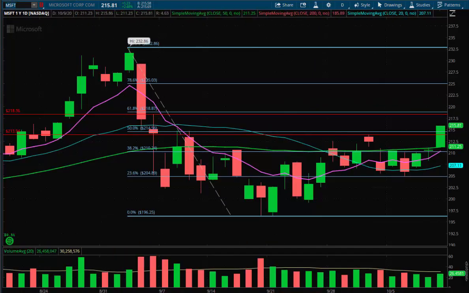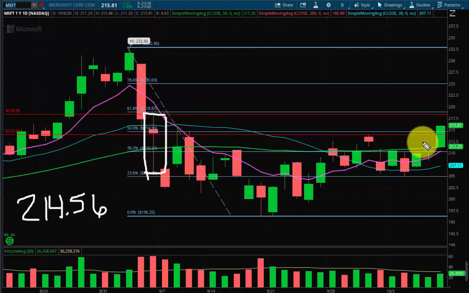So Microsoft, cheaper options, much more viable candidate because it has more upside here. Basically, it reclaimed the 50% fib, just like what we were talking about. So as long as it stays above 214.56, it is signaling a move to not only the fib overhead, but we've got one more level just in front of that we cannot discount. It's the high of this candle. Okay, this guy right here. So Microsoft signaling a move up to 218.36.